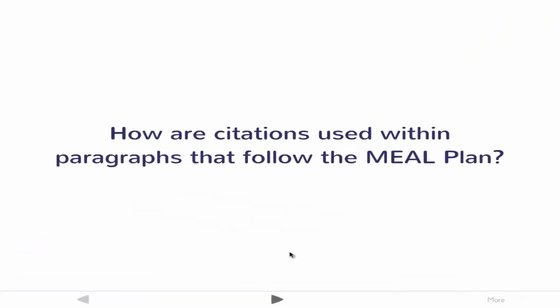How are citations used within paragraphs that follow the meal plan? We discussed earlier the meal plan being the main idea, evidence, analyze, and link, and each sentence within your paragraph relates to one of those four aspects. Typically what we instruct our students is that the evidence part, the details that support the main idea, are those sentences that require a citation. That doesn't necessarily mean you can't use citations for other aspects of the meal plan, but as a general rule, the evidence part does require a citation.